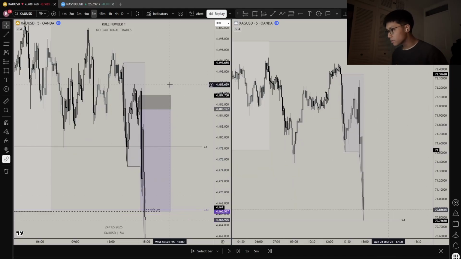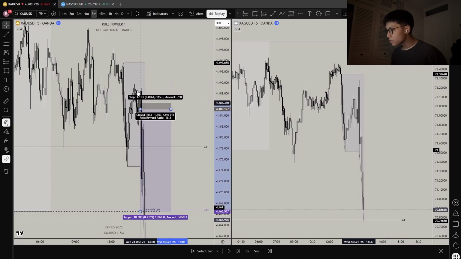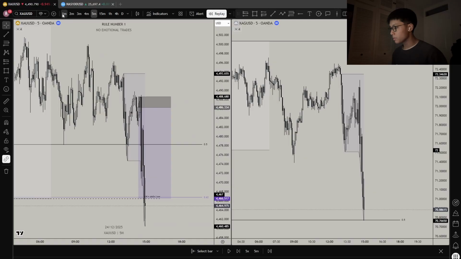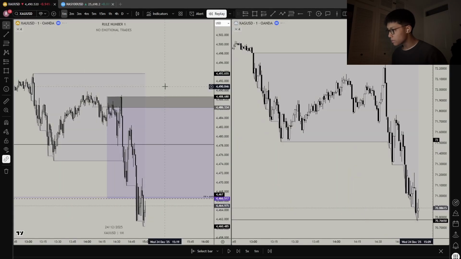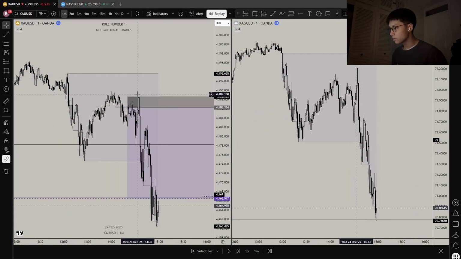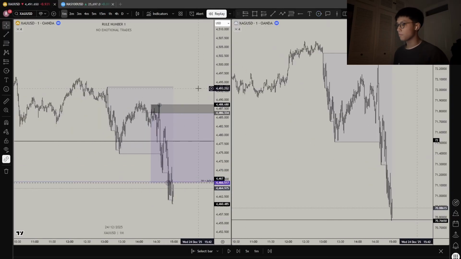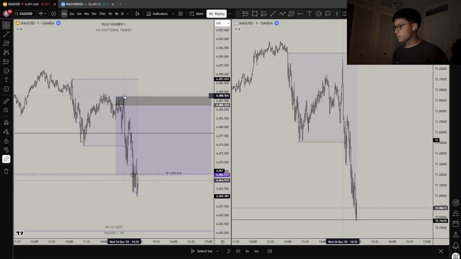So I got stopped out here. Sorry, my stop loss was exactly here, and I think I entered at the fair value gap. This was my trade, and as you can see, I got stopped out to the pip here, and price went to my take profit. You hate to see that, but it is what it is.